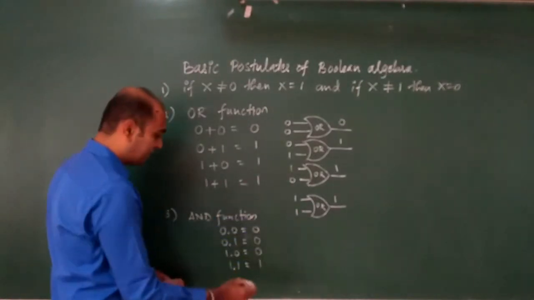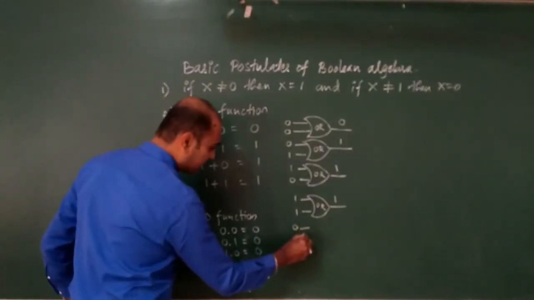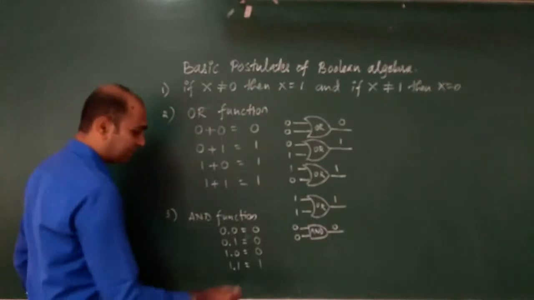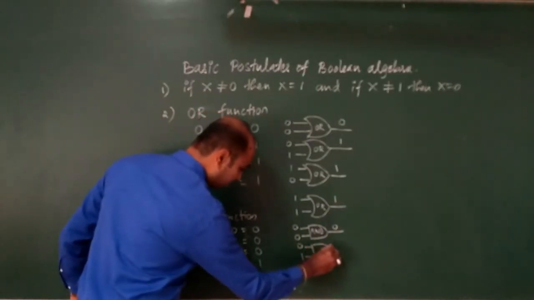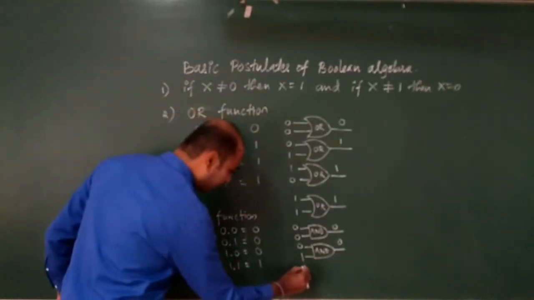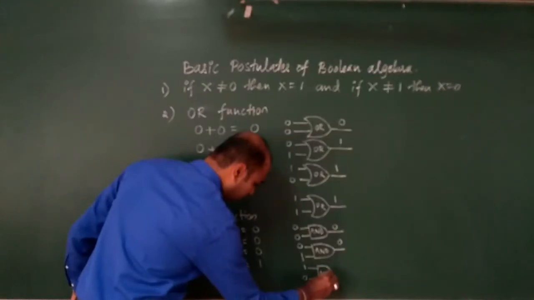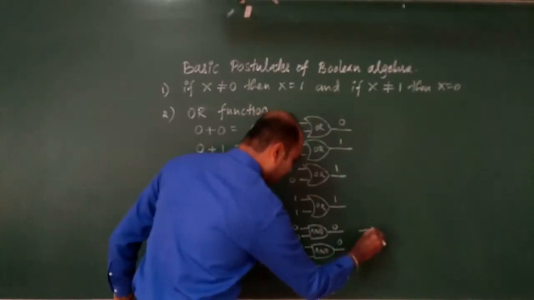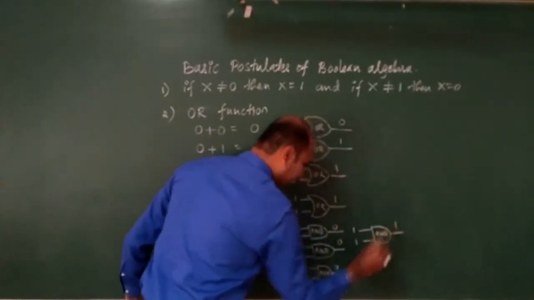Correct? The same can be represented in the form of a logical gate. Input is what? 0 and 0. Here we write 0 and 0, and the AND gate is represented like this. Output is what? 0 only. Next expression gives us 0 and 1. This gives me 0. Similarly, 1 and 0 gives 0. Similarly, 1 and 1 gives me the result as 1.